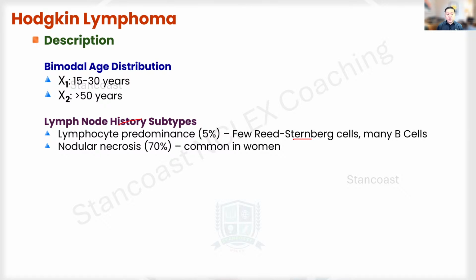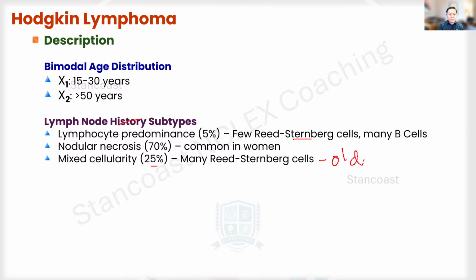Now, another subtype is the mixed cellularity, which is about 25% of the cases. It means that there are so many Reed-Sternberg cells, mixed with other cell types. This kind of subtype occurs more in older adults. Okay, mixed cellularity will occur more in older adults. And also the treatment outcomes can vary greatly.